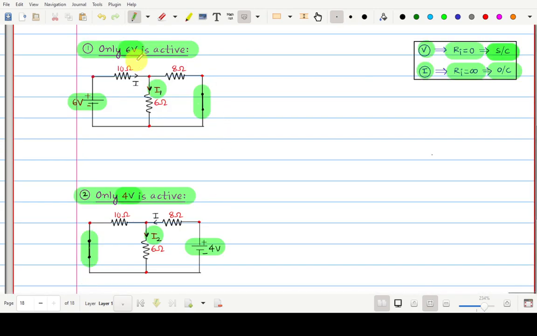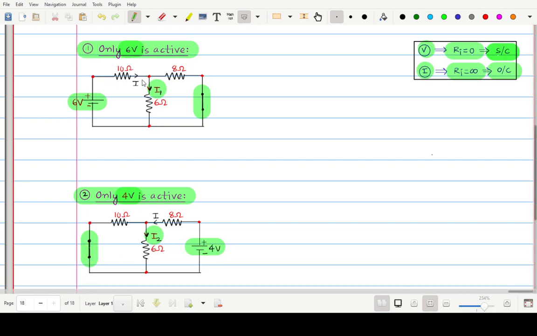So friends, while applying superposition theorem, we will consider one source at a time. So initially we will keep 6 volt active. Okay, 6 volt will be active and then 4 volt will be active. When 6 volt is active, at that time we will replace 4 volt by its internal resistance. So internal resistance of voltage source is 0, so it should be replaced with short circuit. So here you can see that 4 volt is shorted, and in the next case when 6 volt is deactivated, it should be replaced with short circuit like this, and at that time 4 volt will be active.